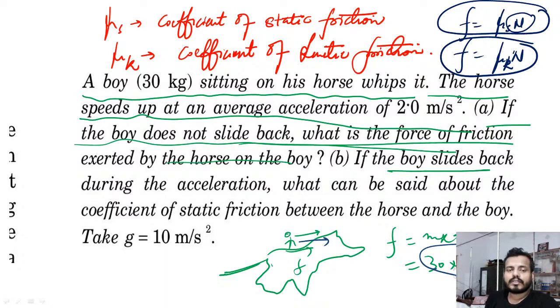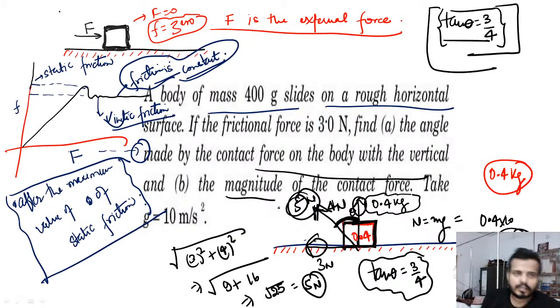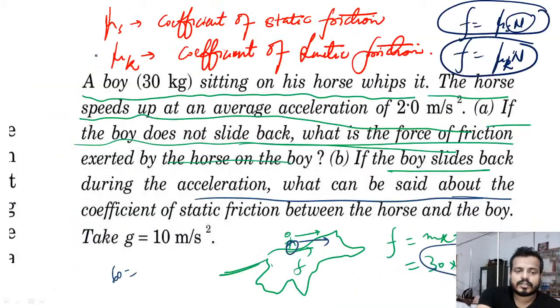Now, if the boy slides during the acceleration, what can be said about the coefficient of friction? So 60 Newton must be the maximum static friction. I told you this is the maximum friction that can be applied by the surface. So this 60 should be equal to mu s into N. There is no sliding actually. With respect to the horse, he is at rest, so there will be a static friction.